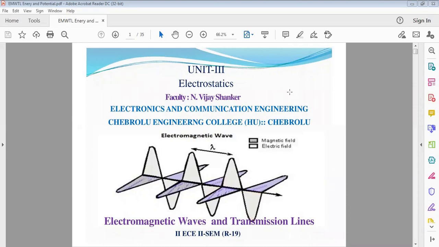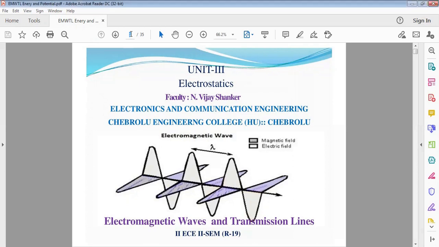Today, we are going to discuss another topic in the third unit of electrostatics. In the previous class, we completed the potential difference and work done. Now, we go for the discussion about the potential difference due to the line charge, the surface charge, and the volume charge.